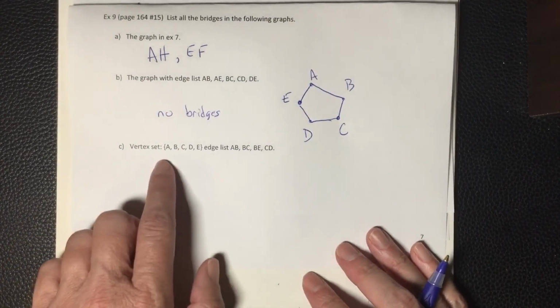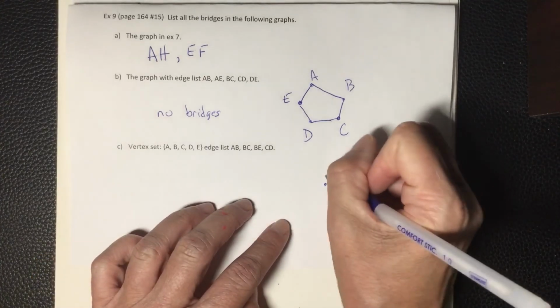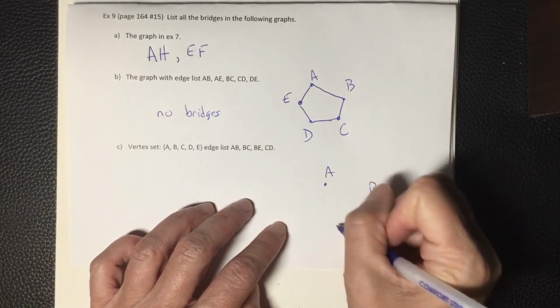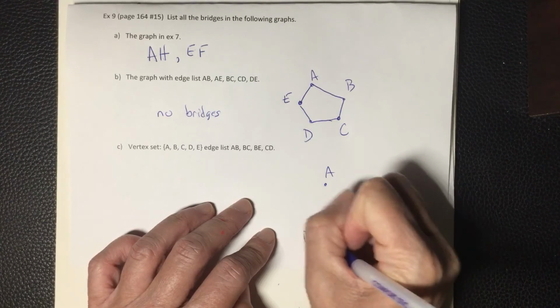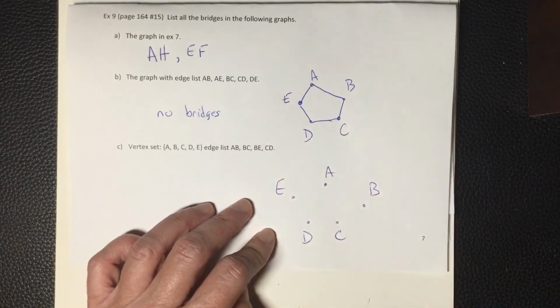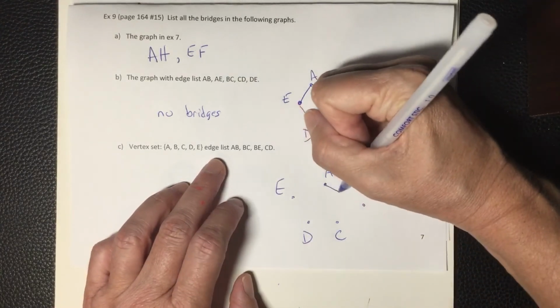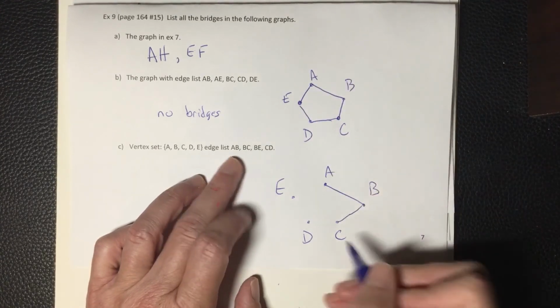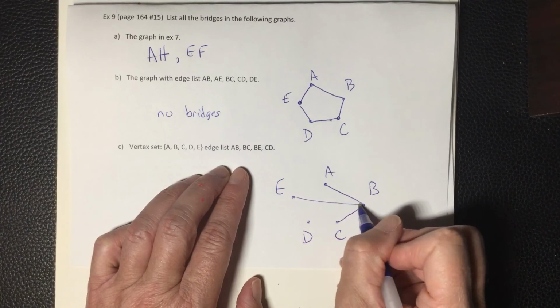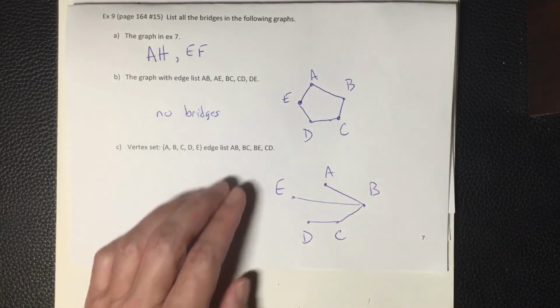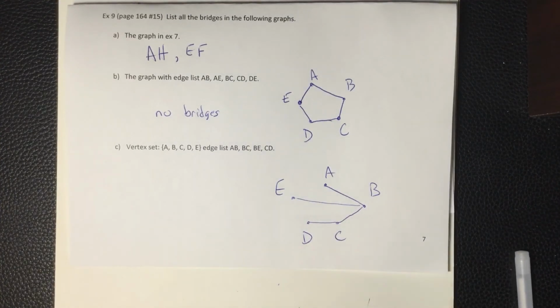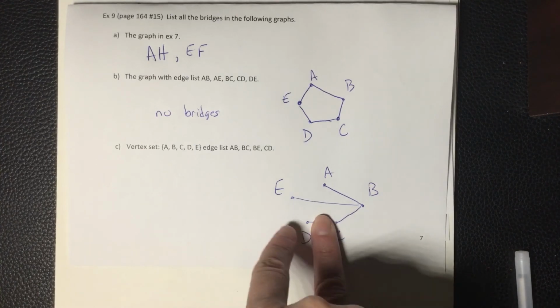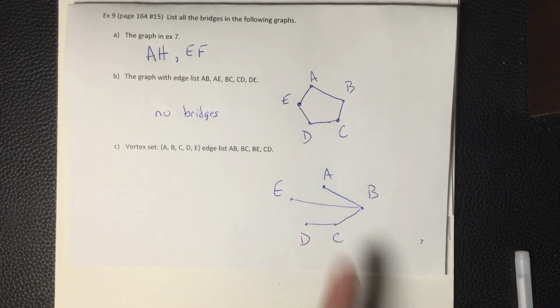Okay, now my last one, I'm given a vertex set this time, so let's start with that. So we have edge AB, edge BC, edge BE, and edge CD. So it looks something like this. If we take out CD, it's going to isolate D. So that one's a bridge.